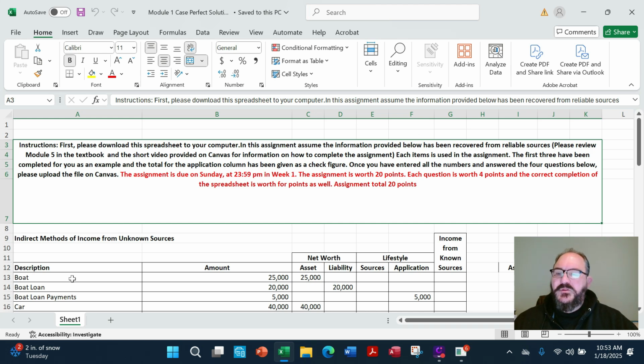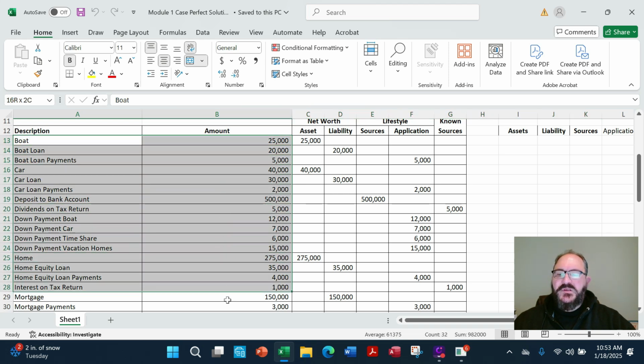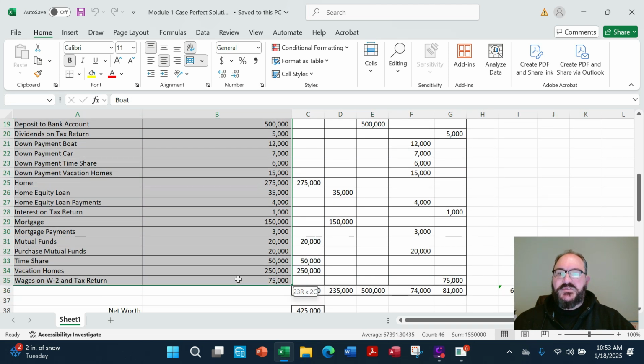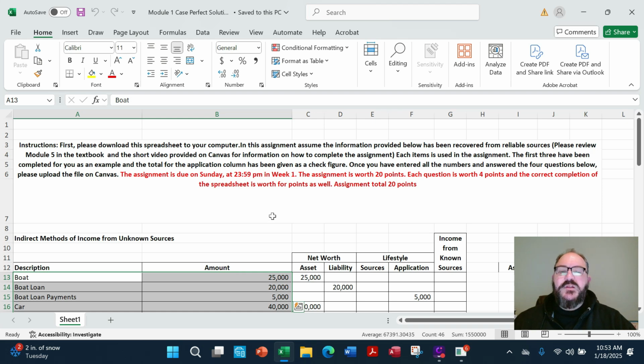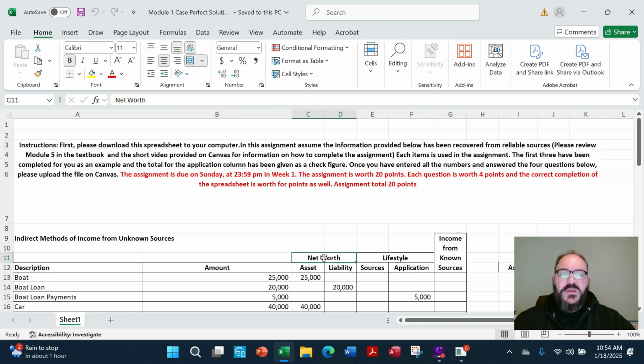So you have this sheet with information. It says download it to your laptop, and it says assume the information is good. So what they're talking about here is this information right in here. They said assume it came from reliable sources. Now what they're looking for you to do is they're doing two different approaches here: the net worth approach and a lifestyle approach, and what we're doing is we're looking to compare the two.